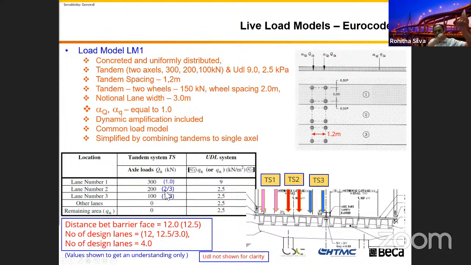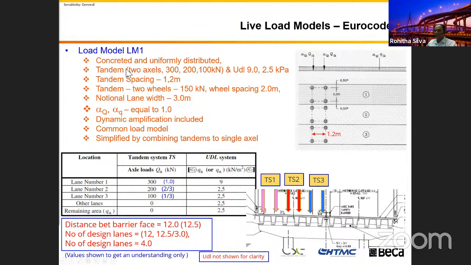It makes sense that this occurrence is not simultaneous. The probability is very low. Because of that, they change this one. And you get a higher UDL, but less axle load, but this one is much easier to use. In modeling terms, you can even use hand calculation to do the bridge design using Eurocode.